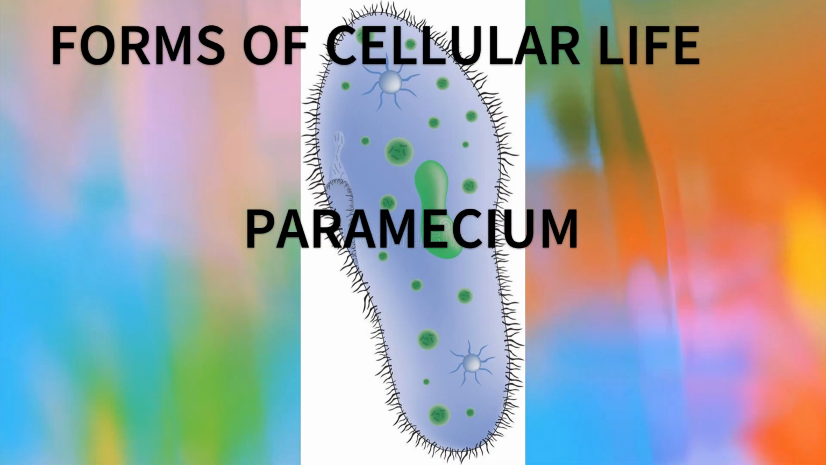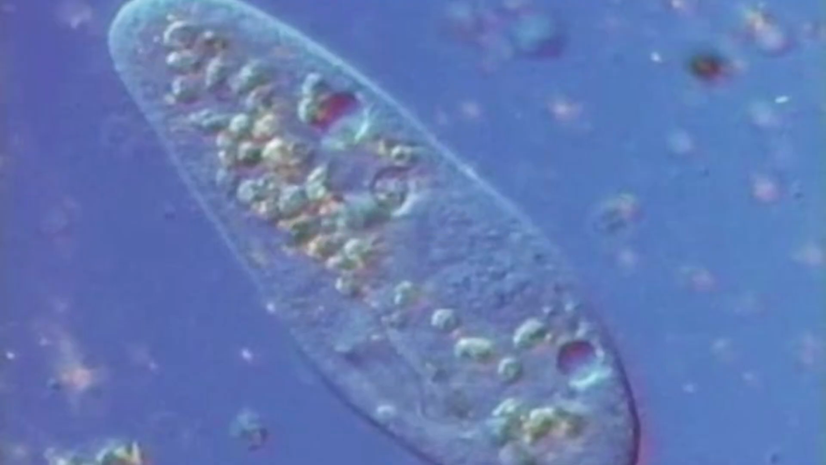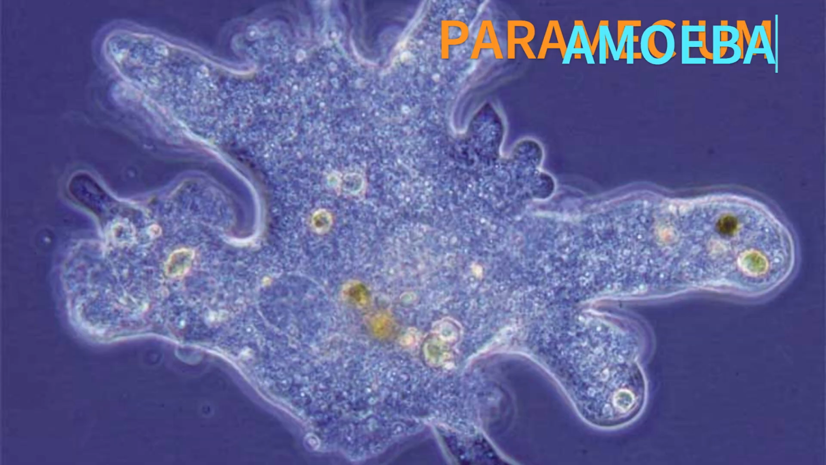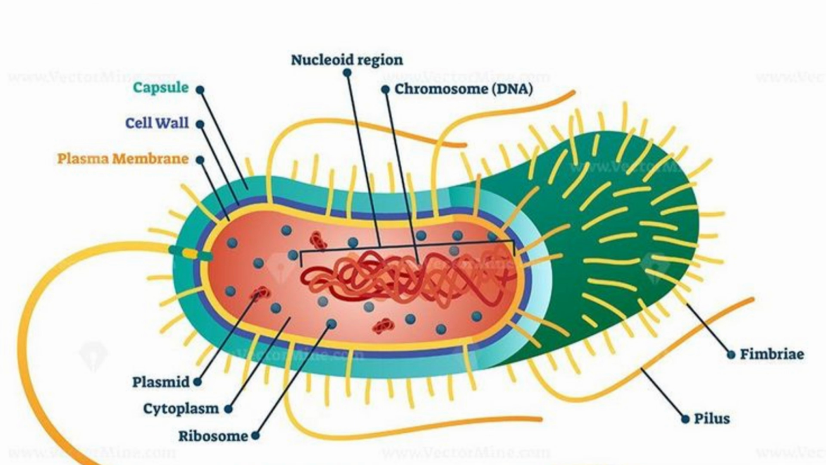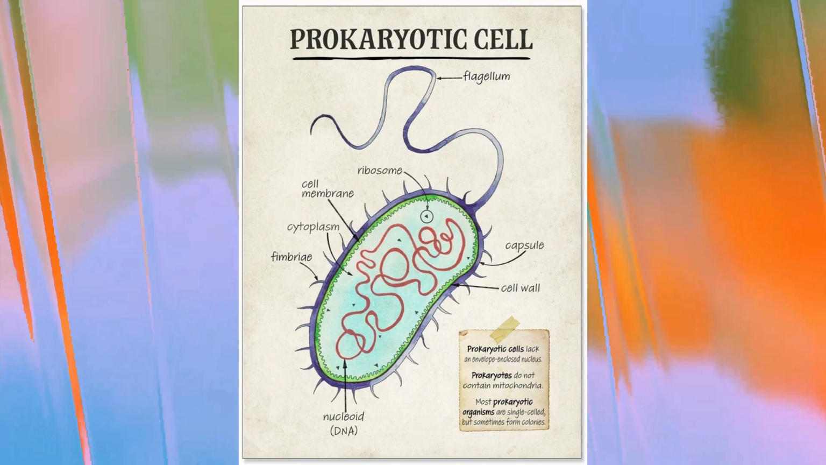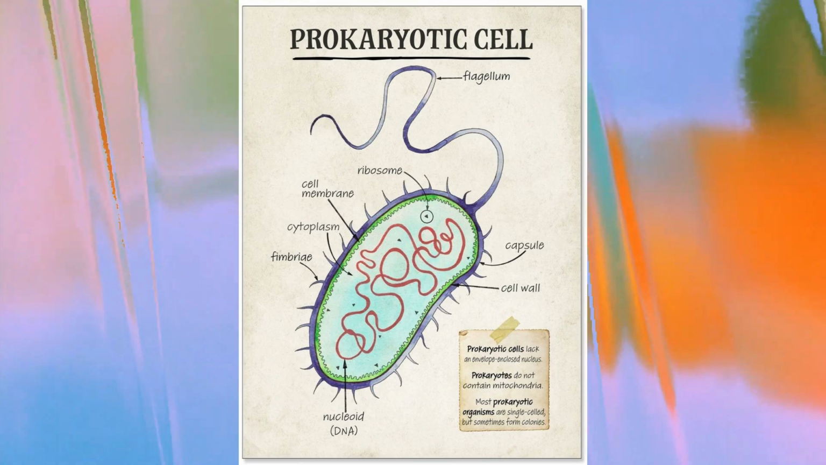The forms of cellular life. Not all cells are the same, though. Cells vary widely depending on their functions and the organisms they make up. Let's look at the two primary forms of cellular life, prokaryotic and eukaryotic cells.